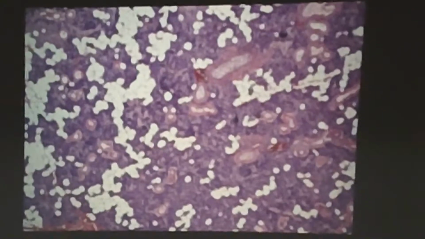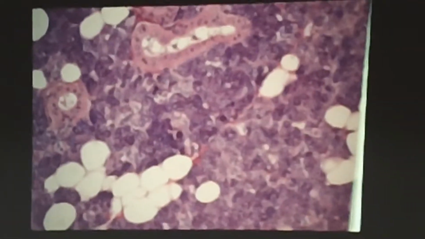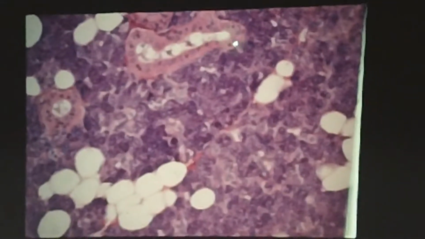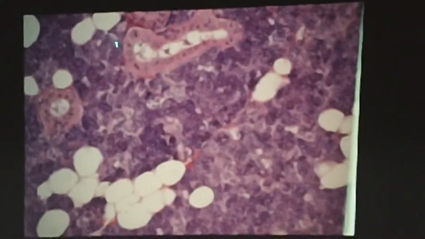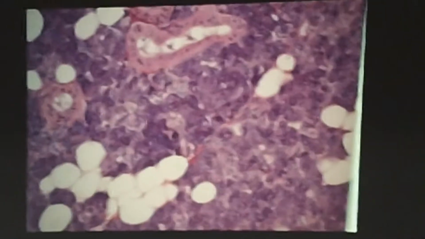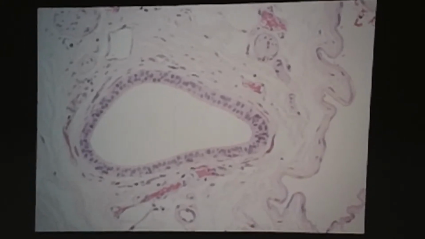Again, adipose tissue is dependent on the nutritional status of the individual from which it was taken. All right? At higher power, we can see nicely the serous acini. Here this looks like it might be an intercalated duct. Looks cuboidal. If we look at this, this is cool. This is a major excretory duct.